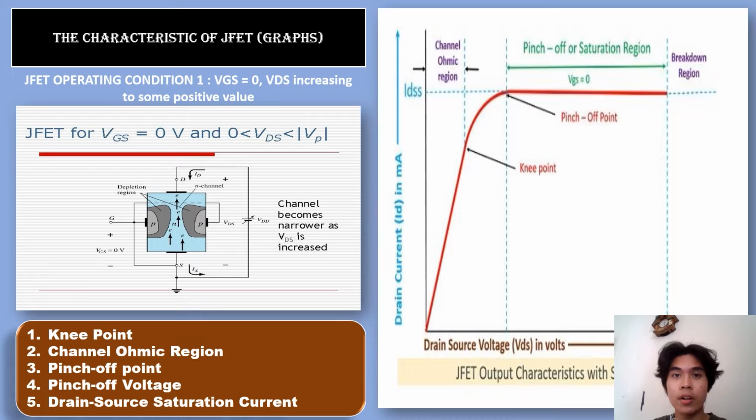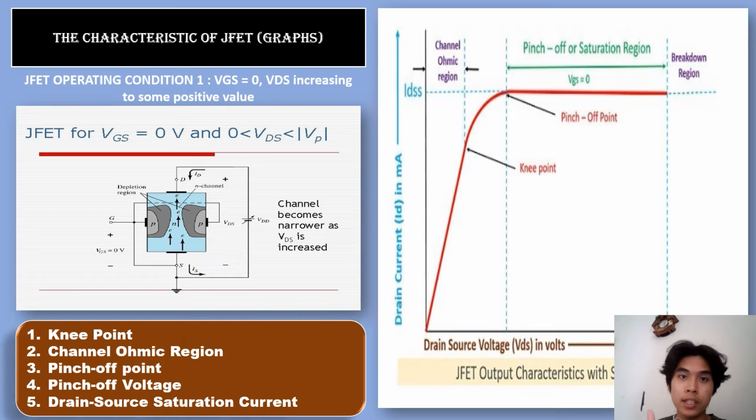The characteristic of JFET, first part. First condition: VGS equals 0, VDS increasing to some positive value. In this case, the N-type channel will simply behave as a resistance region. The flow of current from drain to source will create a voltage drop between the gate and source. This will eventually result in reverse biasing of the gate-source terminal. The reverse biasing will be more towards the drain region than the source region.